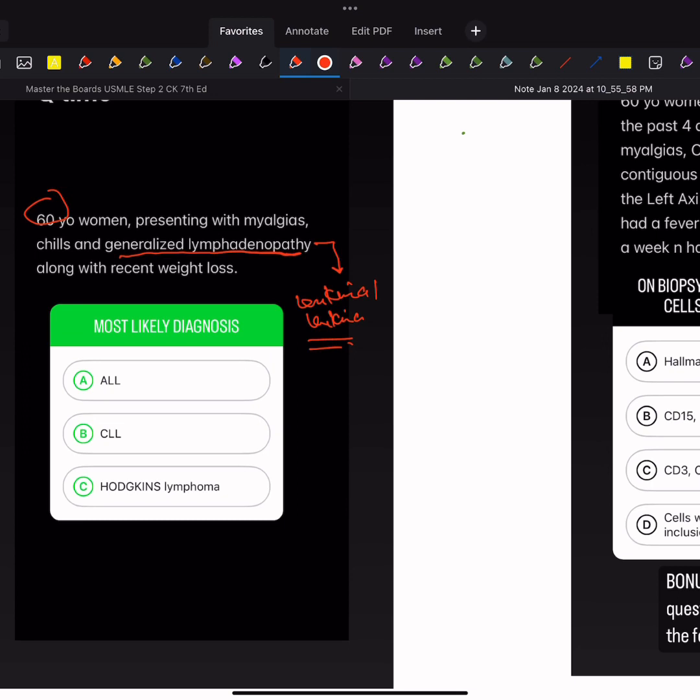Looking at the options and knowing things about Hodgkin's, we should be able to eliminate it, but we'll see in the next question how to think about Hodgkin's. And then ALL and CLL. So ALL, this is the most common leukemia found in young children, so less than 12 years old. That rules this out, and the only one remaining is CLL.